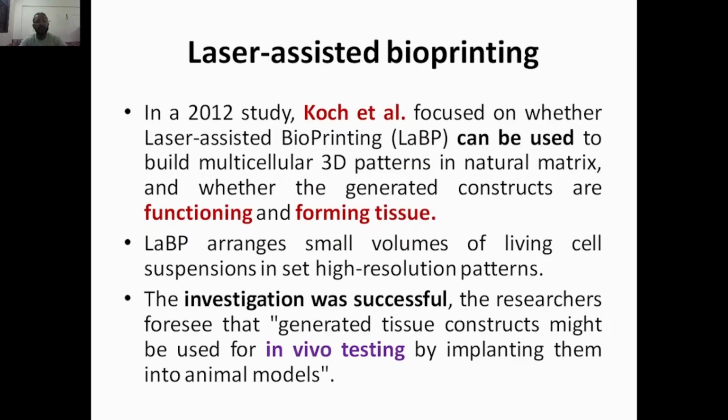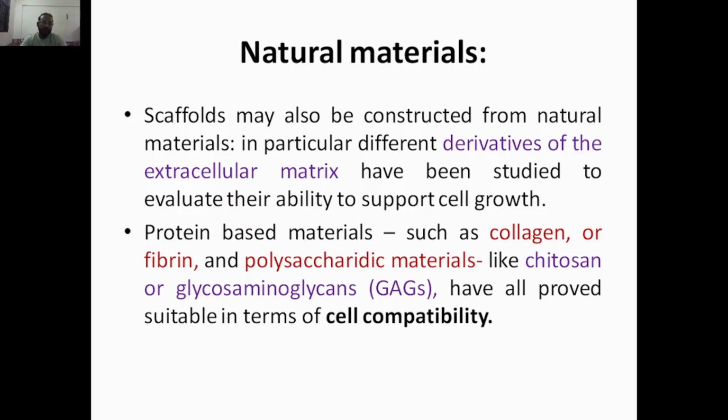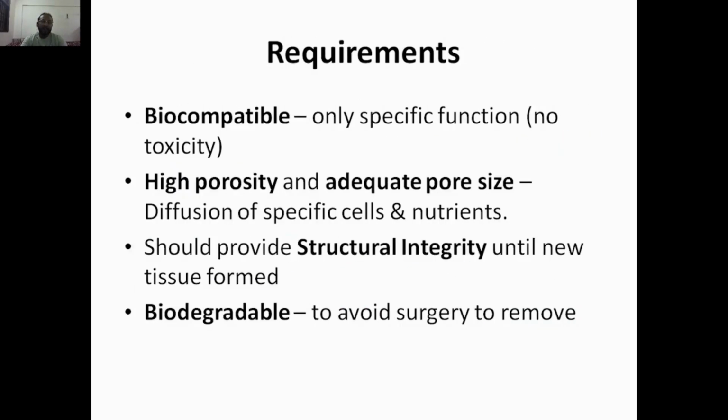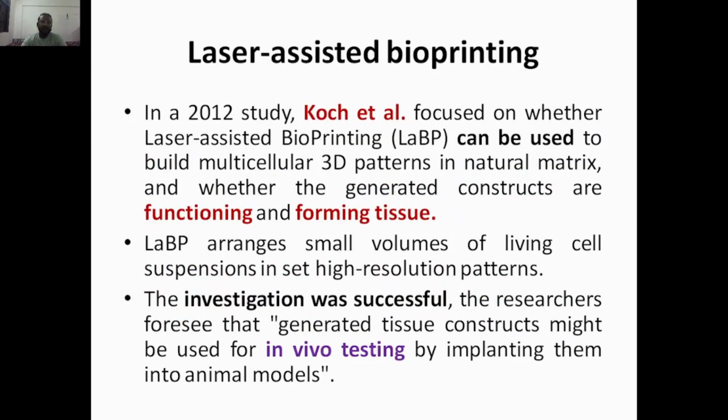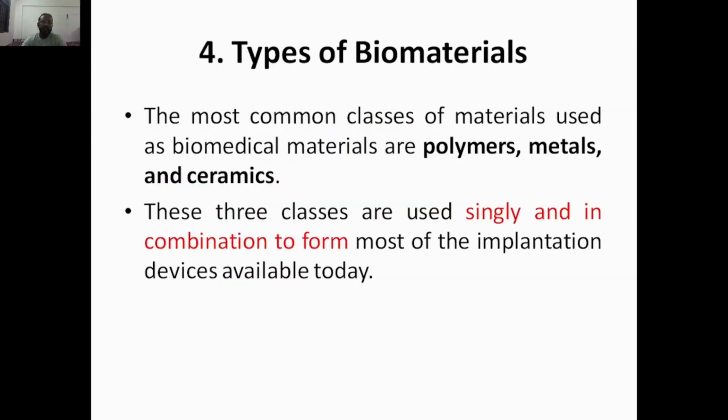So that was about the scaffold, its history, structure, key components, and how it can be synthesized, in tissue engineering scaffolds. If you have any doubt, you can write to me. The next topic is types of biomaterials, which we will discuss in the next class.